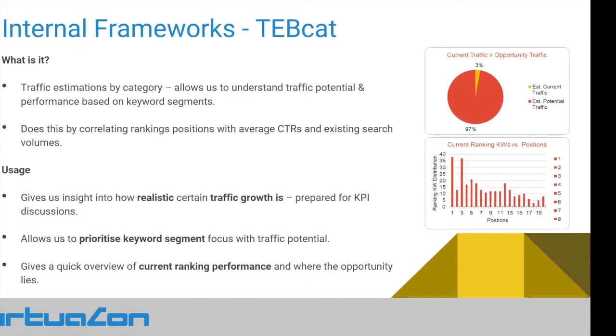Then we have a good understanding as to whether we're going to hit that KPI or not. Moving on from that, it also allows us to prioritize keyword segments based on traffic opportunity. If we've only got the resource, let's say, to target 2 or 3 key segments out of 6, it allows us to quickly segment those out and look at where the immediate opportunity is based on current ranking performance and the traffic it may generate off of improvements.